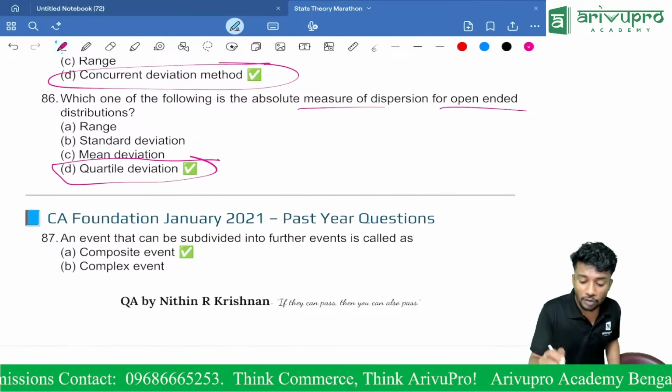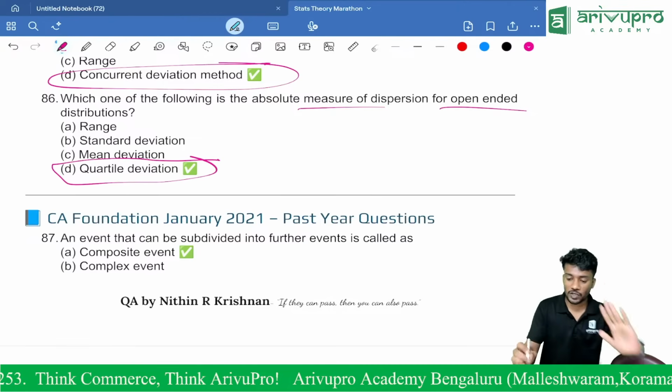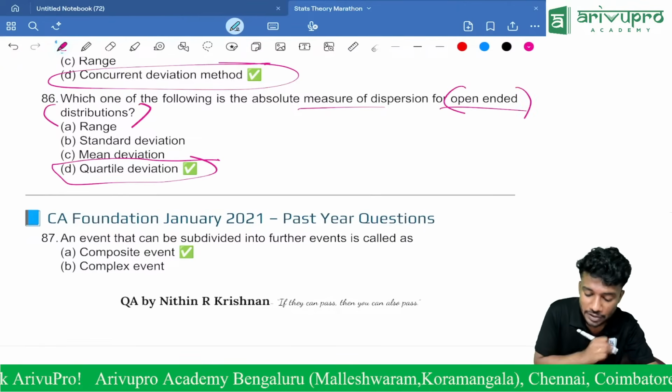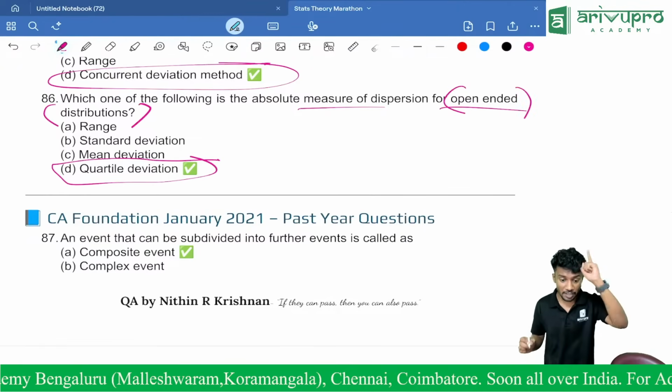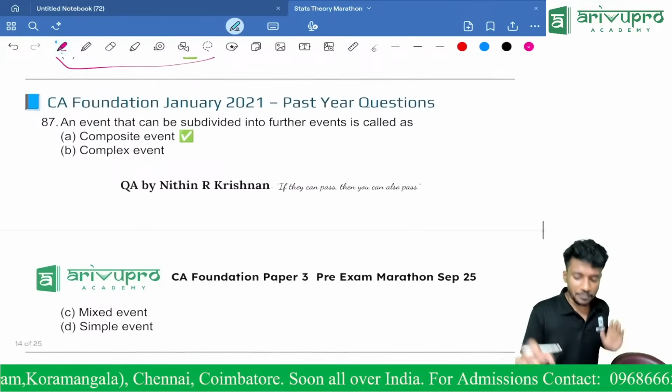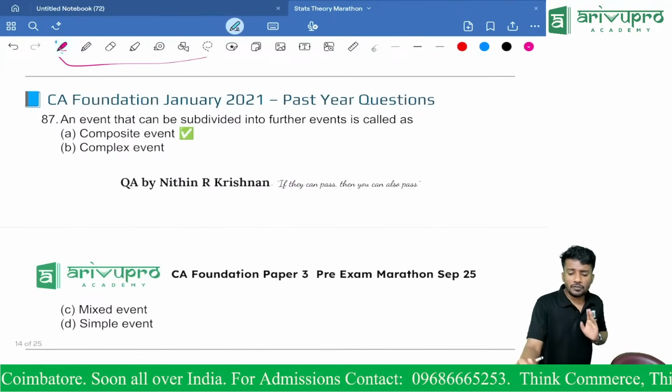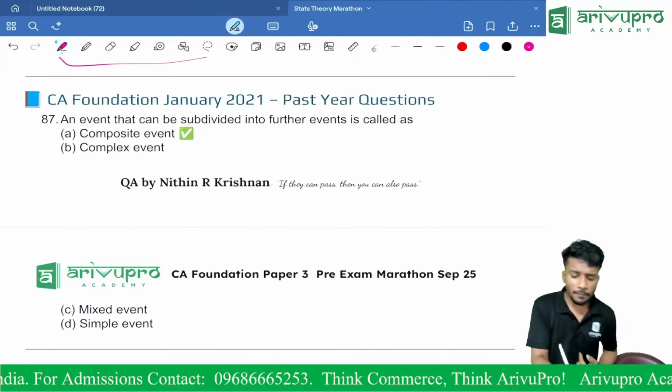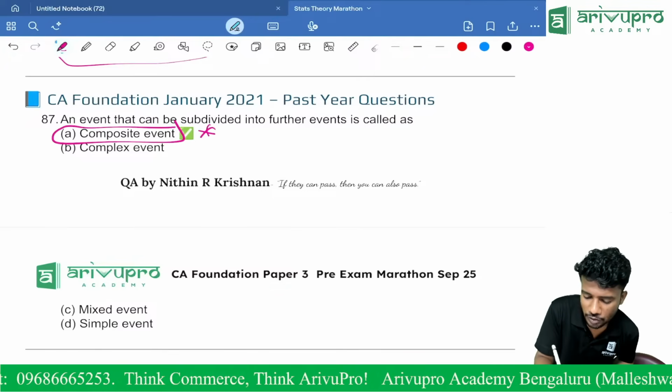Which of the following is an absolute measure of dispersion for open-ended? For open-ended, always remember what? The quartile deviation. Remember this for open-ended distribution. What is the best measure? Quartile deviation is the best measure. Then, an event that can be subdivided into further events is called what? The composite events. Yes, good question.